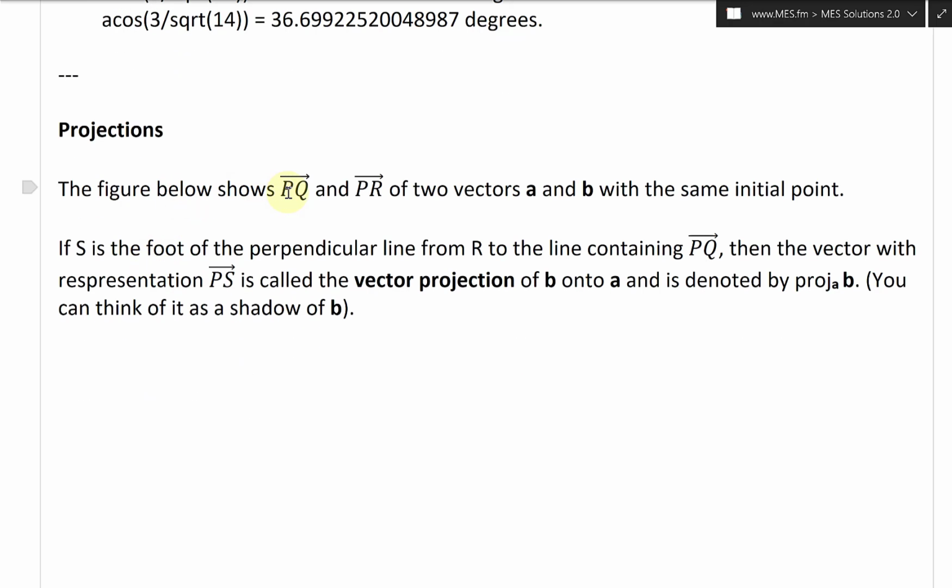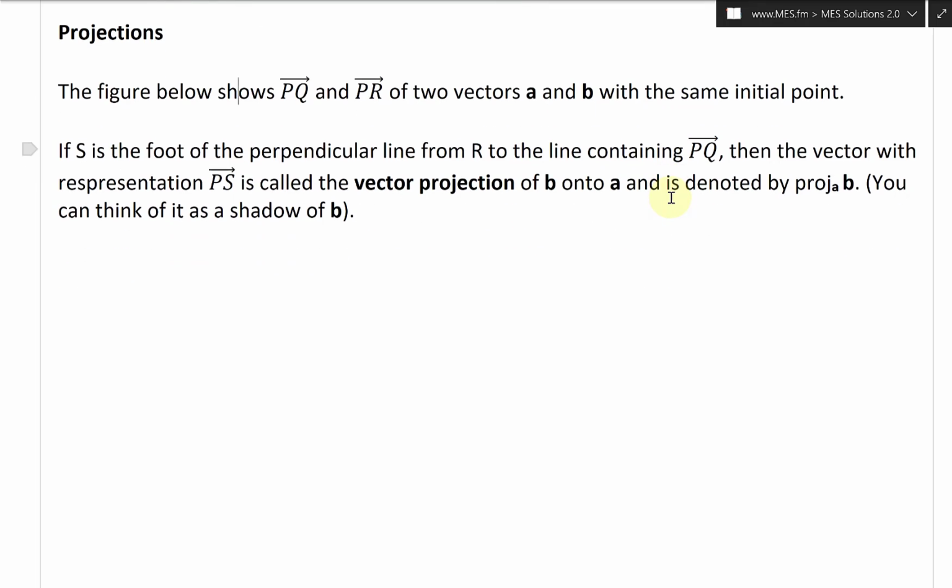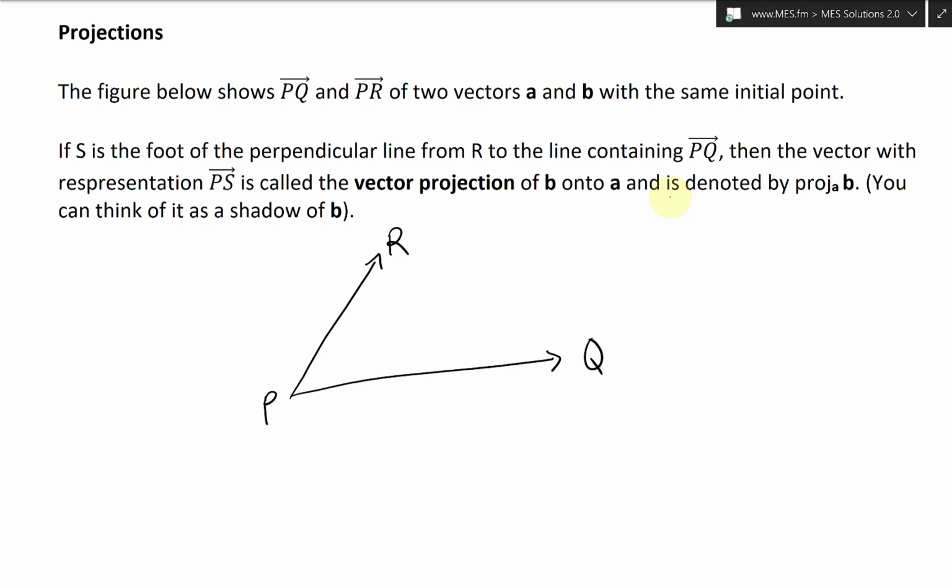So the figure below shows PQ and PR of two vectors A and B with the same initial point. So let's say we have these two line segments here. We have the same starting point, let's say it's starting at P. And it goes over to Q, like this. And it has PR, goes to here, like that. That's PR, this is PQ. And this is the vector A, and this is the vector B.